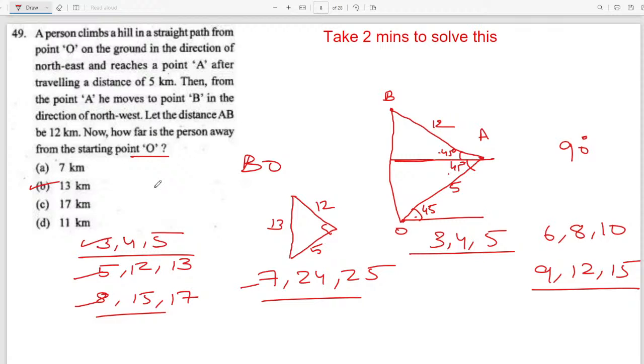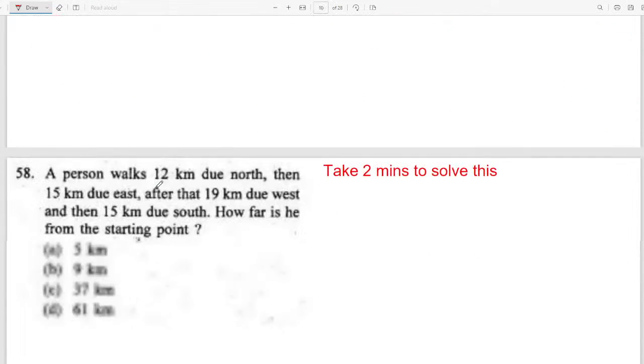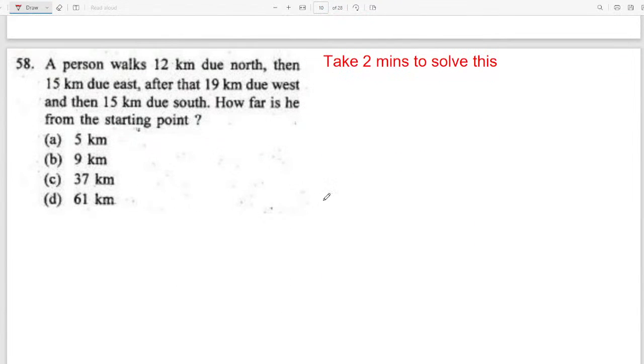Move to the next question now. Take 2 minutes to solve this. We'll see how to go about this question. A person walks 12 kilometers due north, then 15 kilometers due east. After that, 19 kilometers due west, and then 15 kilometers due south. How far is he from the starting point?